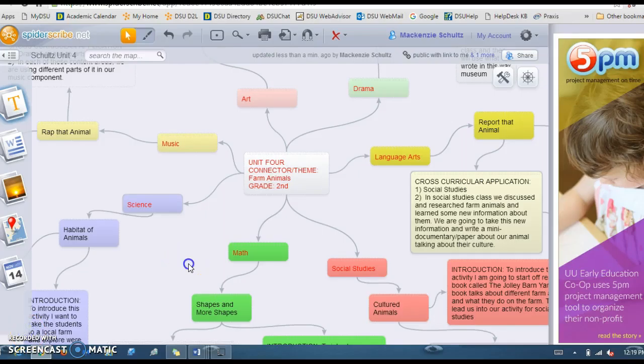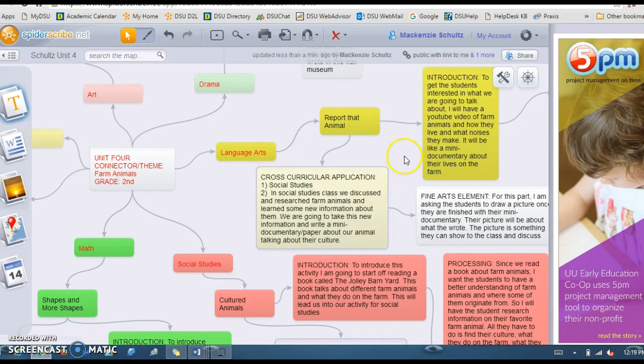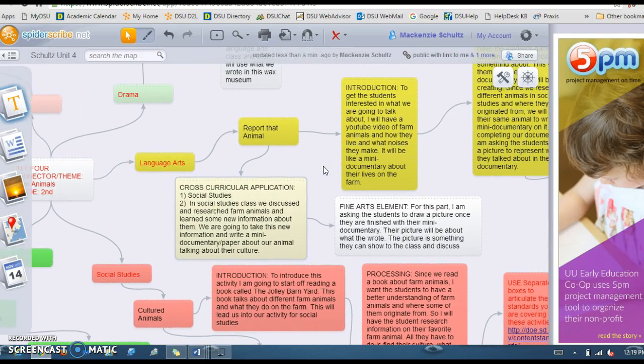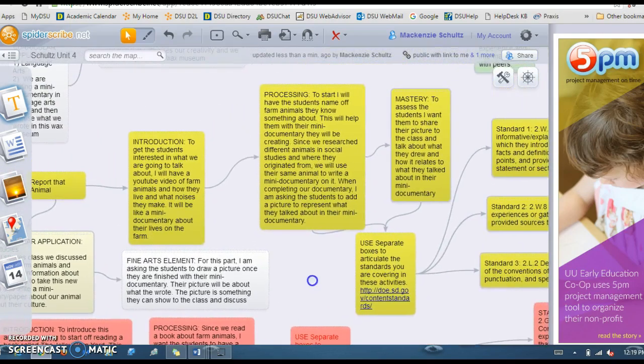For Unit 4, I did farm animals in 2nd grade. For language arts, I did report that animal, which will get the students interested in what we're going to talk about, and I'll have them watch a YouTube video on farm animals, and then they'll learn what noises they make, and this will lead us into our mini documentary we're going to do on their farm animal lives.